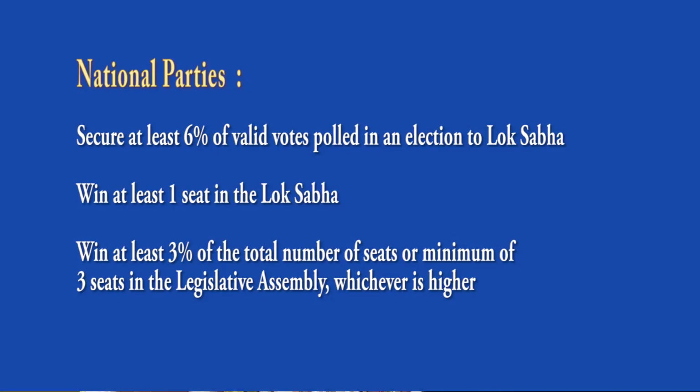Now, among the multiple parties India has, there are both national parties and regional parties. And there are particular set criteria for national parties as well as regional parties. So let us first look into the three criteria which a national party requires. First, they have to secure at least 6% of valid votes polled in an election to the Lok Sabha. They have to win at least one Lok Sabha seat. And thirdly, a national party has to win at least 3% of the total number of seats or a minimum of 3 seats in the Legislative Assembly, whichever number is higher. A national party has to fulfill all these 3 criteria to retain its national status.